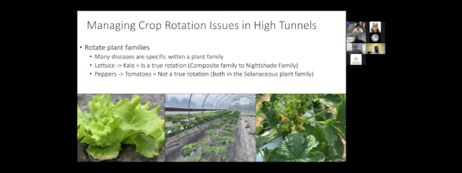Lettuce and kale, it's pretty similar, right? People eat it similarly, but these are in two completely different families. One's in the composite, and I think I put nightshade there, but that's not correct. I meant to change the solanaceous to nightshade. I'll show you the real kale family in a second. And then like peppers to tomatoes, though.